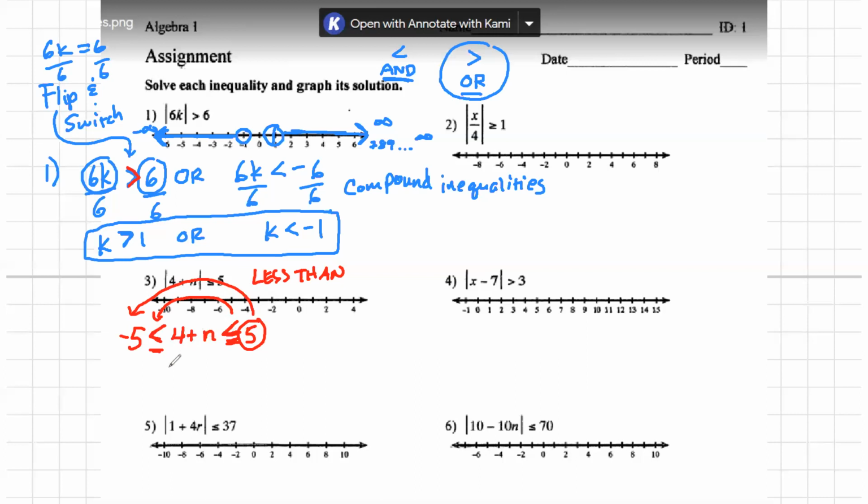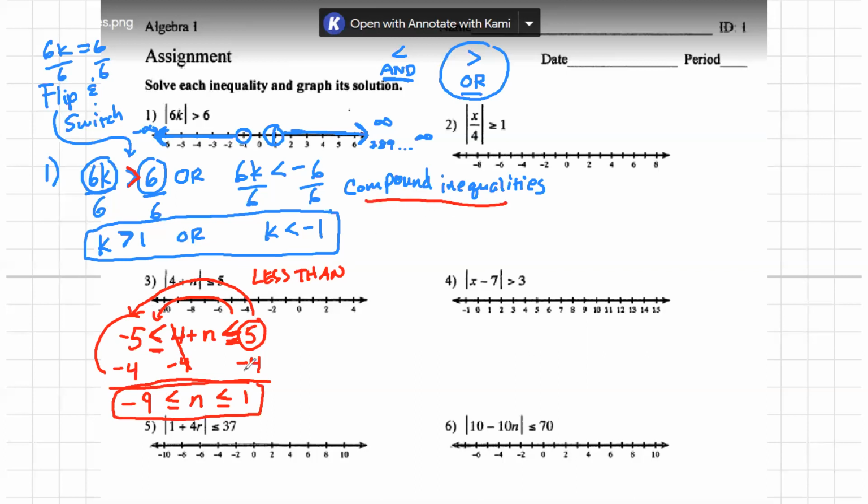So in order to solve this, I would subtract 4 from the middle. I'm going to subtract 4 from the left side, and I'm going to subtract 4 from the right side. So you're doing it 3 times, to the middle, the left, and the right. And that's going to get rid of that 4, and I'm going to have n is greater than or equal to, when I read it this way, -5 minus 4, which is -9, and n is less than or equal to 5 minus 4, which is 1. So now we have gotten the n by itself, and we have this compound inequality, right?